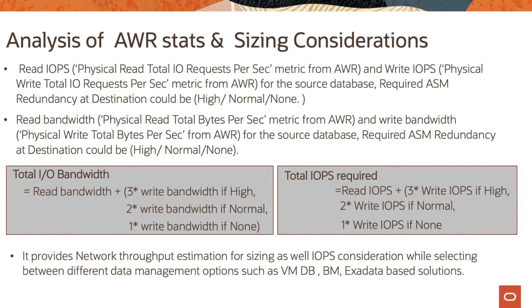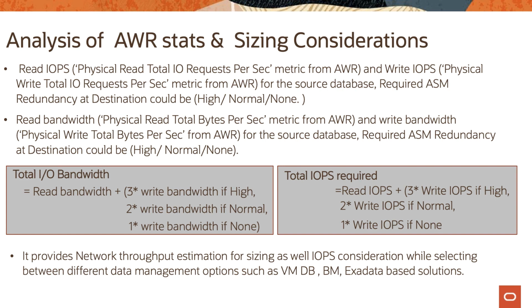Another aspect of sizing consideration is how to calculate the IOPS. Read IOPS is the physical read total IO requests per second metric from the AWR, and write IOPS is the physical write total IO requests per second metric from the AWR for the source database. You also need to factor in the ASM redundancy you are going to have at the destination, which could be high, normal, or none if you are depending on external redundancy.